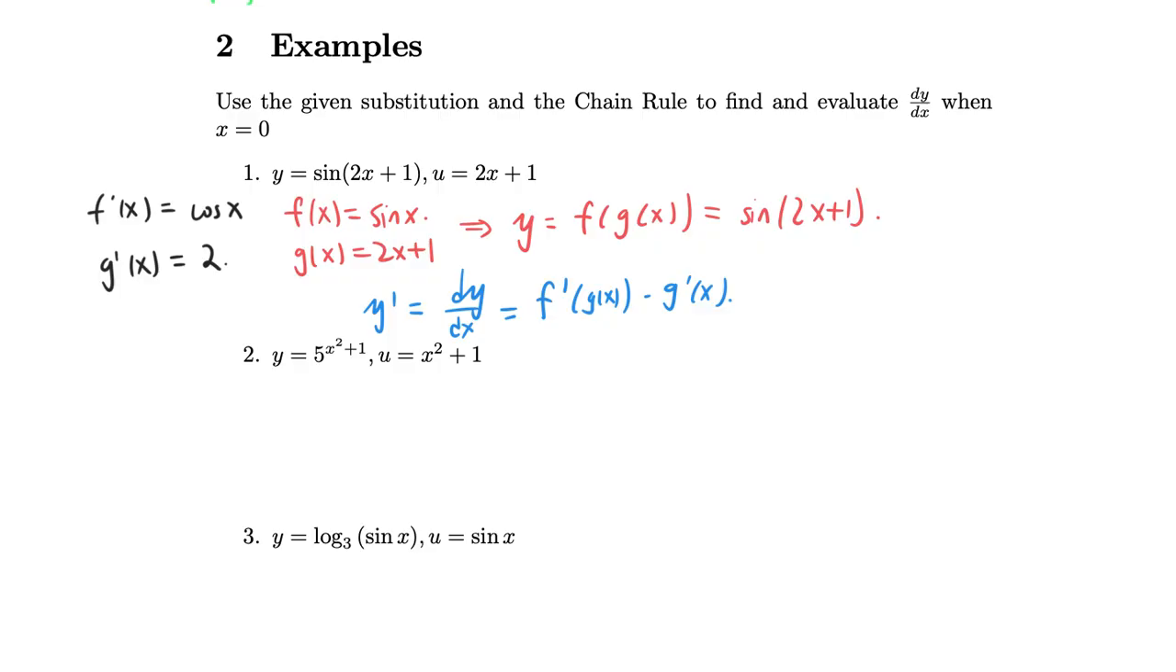So f prime of x is cosine, evaluated at g of x, which is 2x plus 1. And then you multiply this with g prime, which is just 2. So the answer is 2 cosine of 2x plus 1.